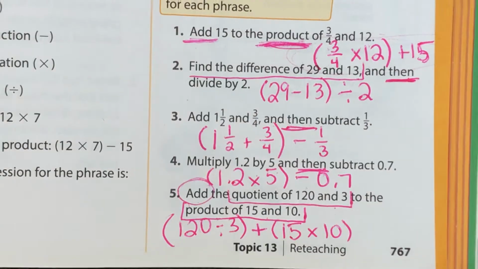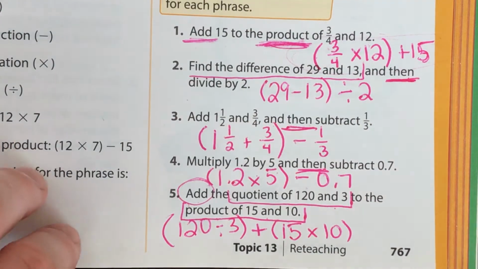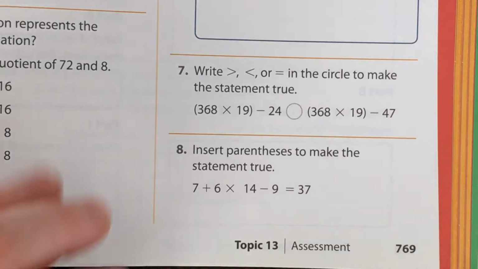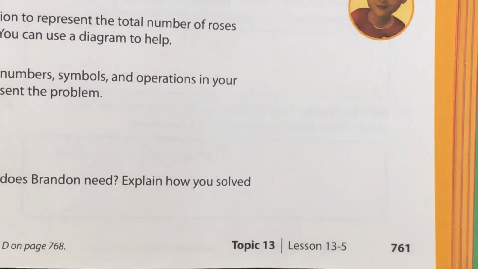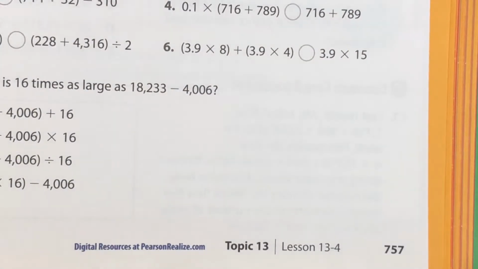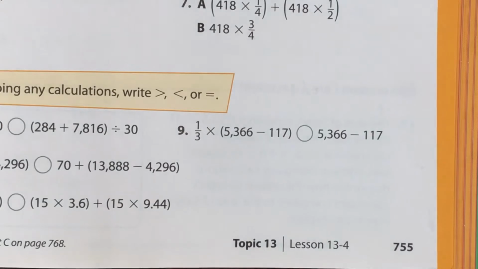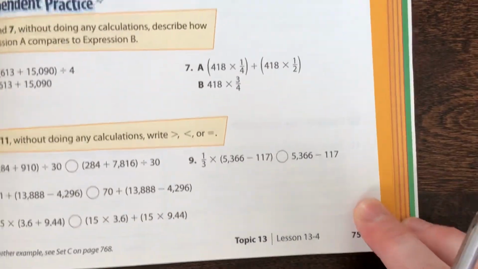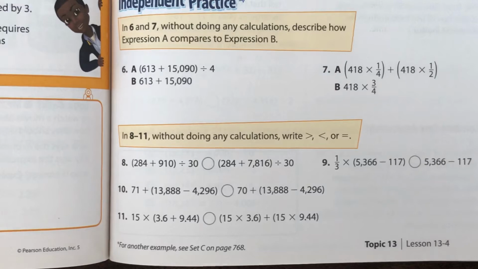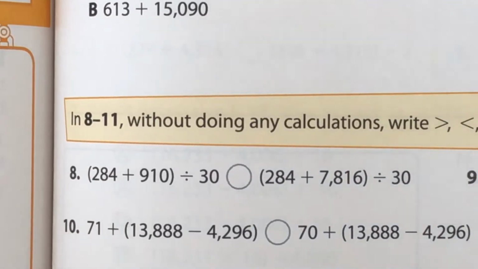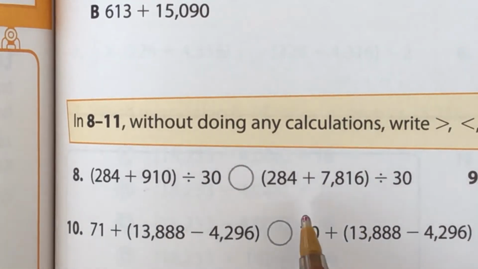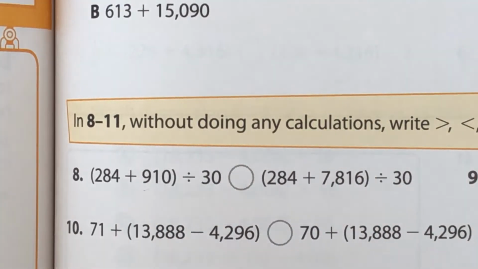All right, so that's a little review of topic 13.3. Now what I really briefly want to go over with you guys is topic 13.4, which is interpreting numerical expressions. And basically all that means is that without even solving numerical expressions, we can determine which expression is greater. Okay, so let's look at this first one. Right now, I am on page 755, so if you would like to follow along on 755 in your notebook.